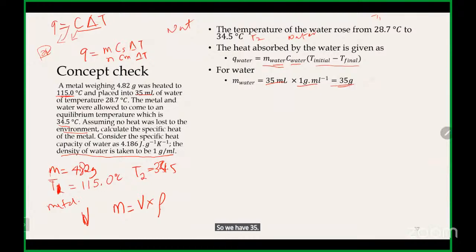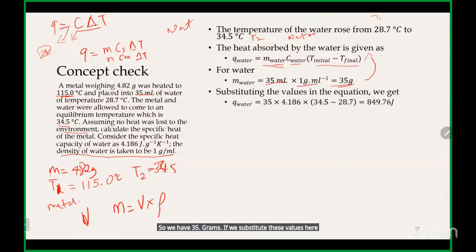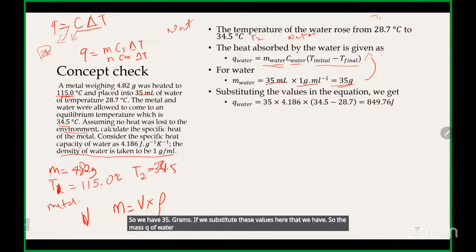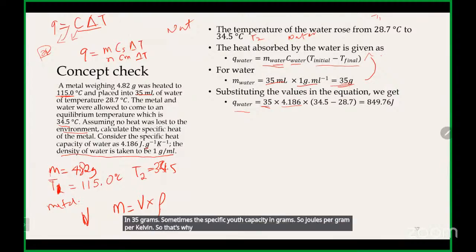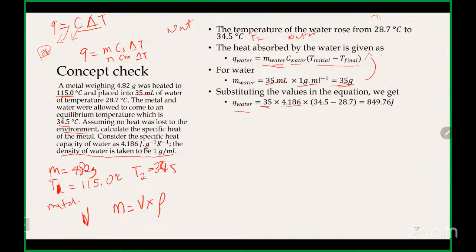If we substitute these values, the heat Q of the water is the mass, 35 grams, times the specific heat capacity in joules per gram per Kelvin. So that's why this was converted to grams. And our change in temperature.